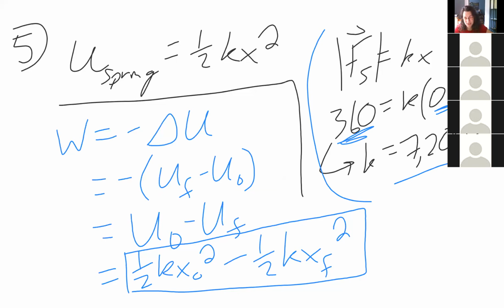The x initial does not change. The x initial is wherever the block is released from. So in my problem, they say pull the block to x equals 11 centimeters and then release it. So that's my x initial. That's going to be the same throughout the whole problem. The only thing you're going to change is x final. X final is whatever x they give you in A, B, C, and D.